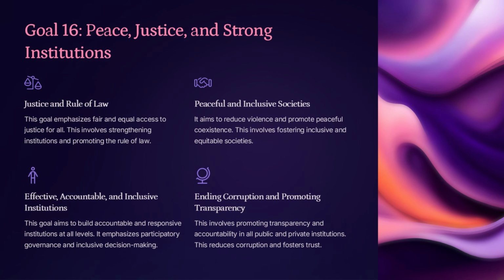This slide introduces Goal 16 of the UN Sustainable Development Goals, which focuses on peace, justice, and strong institutions. It highlights four key aspects of this goal: ensuring fair and equal access to justice for all through strengthening institutions and the rule of law, reducing violence and promoting peaceful coexistence by fostering inclusive and equitable societies, building accountable, responsive, and inclusive institutions at all levels through participatory governance, promoting transparency and accountability in public and private institutions to reduce corruption and build trust.